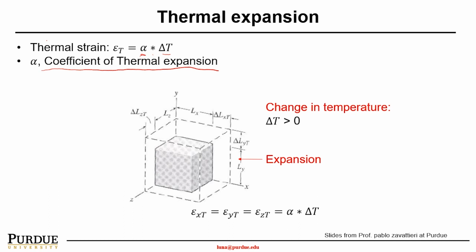As shown here, if I have a material and the temperature change in this case is an increase, delta T greater than 0, so the temperature increases from a lower temperature to a higher temperature. In most cases, the material will expand. Therefore, the deformation of the material in all directions should be equal to alpha times delta T.